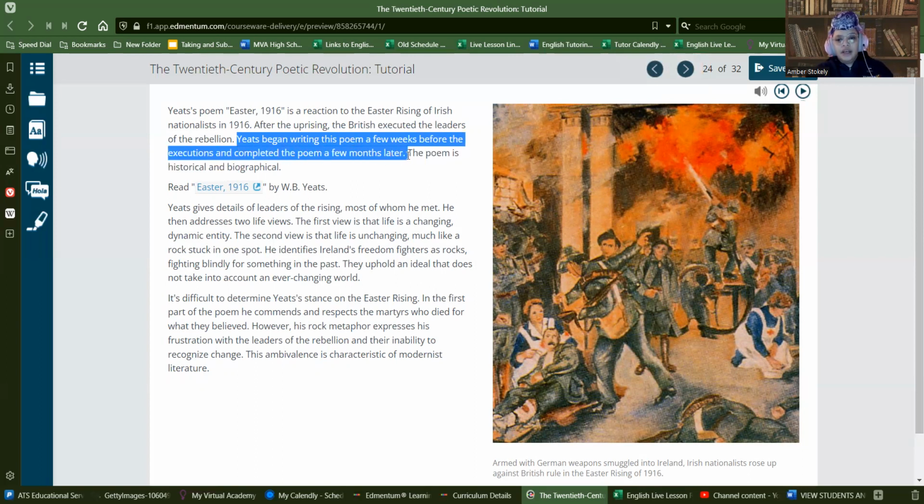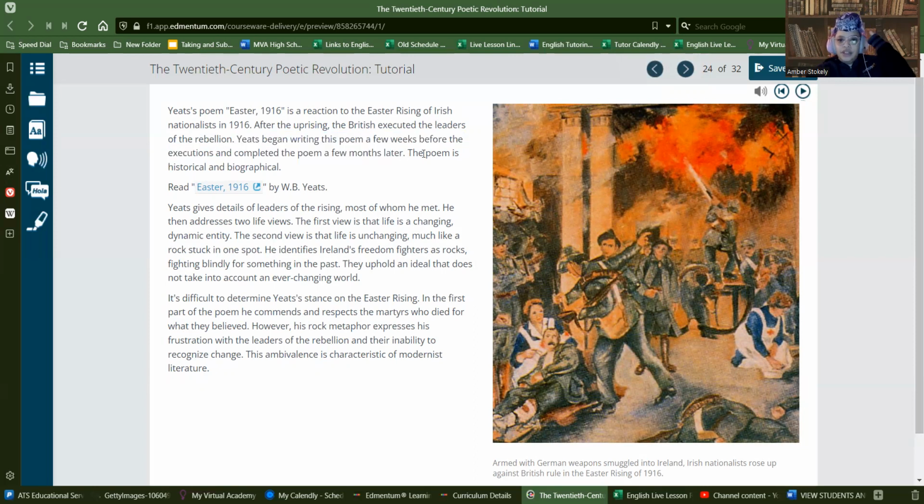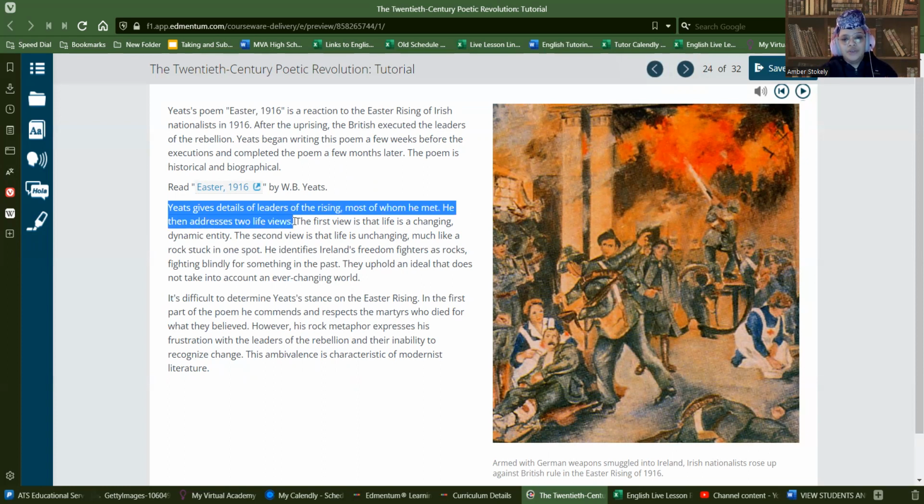And it's important to note that this poem is historical and biographical, because he was actually there at the time that this was happening. He's writing about an event that's near and dear to his actual background. He experienced this. So as a summary, Yeats gives details of the leaders of the rising, most of whom he met, and he addresses two different life views in this poem.